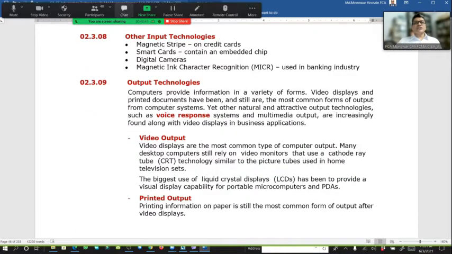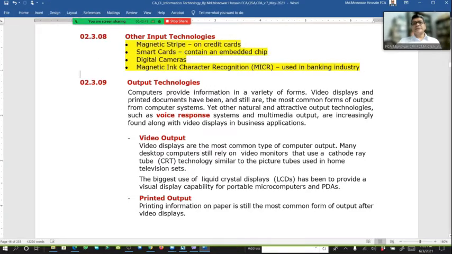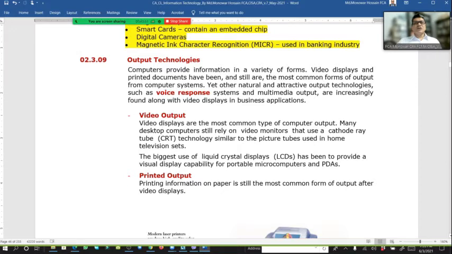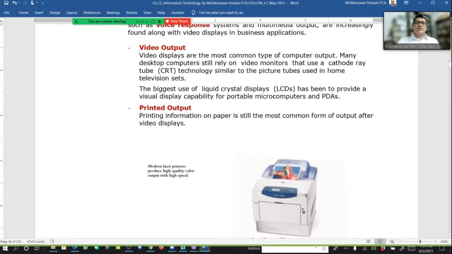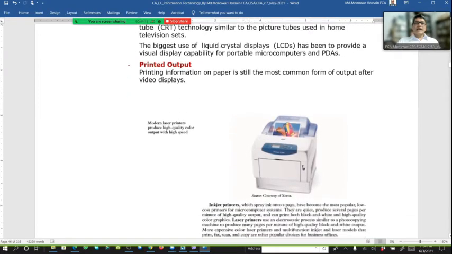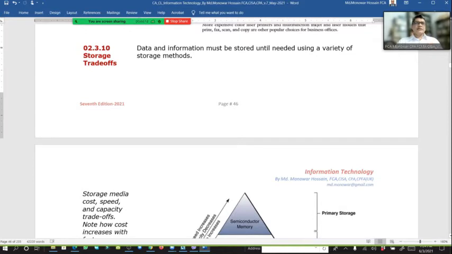Other input technologies we know are magnetic scan, smart cards, digital cameras, and MICR, which are used in the banking industry. And output technology: computers provide information in a variety of forms. Video display and printed documents are still our most common forms of output from computer systems. Here is the video output, and printed output through the printer.